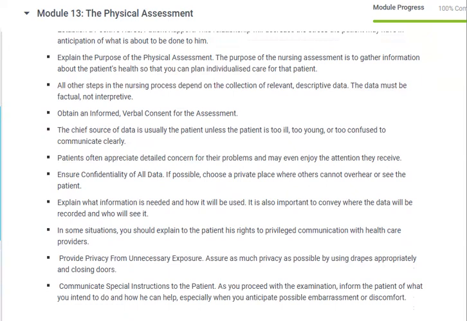Provide privacy from unnecessary exposure. Assure as much privacy as possible by using drapes appropriately and closing doors. Communicate special instructions to the patient. As you proceed with the examination, inform the patient of what you intend to do and how he can help, especially when you anticipate possible embarrassment or discomfort.